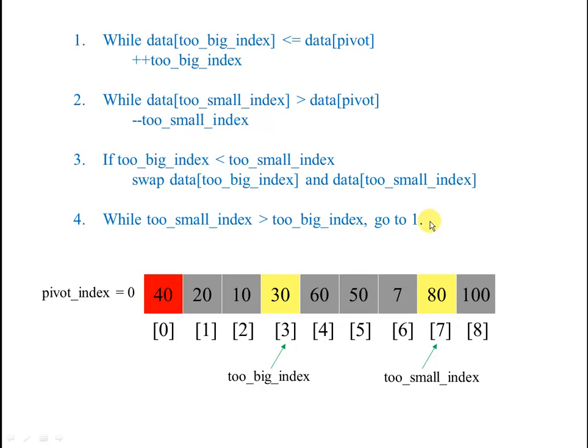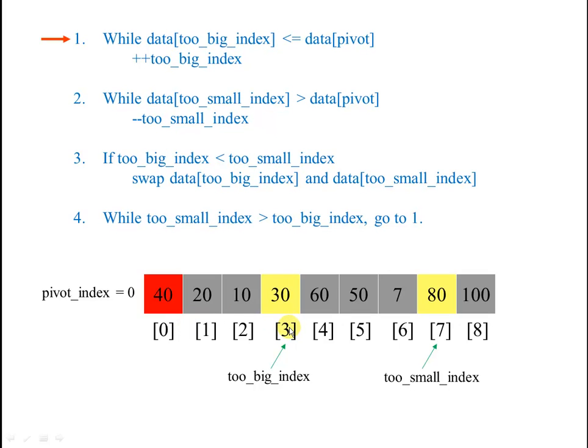Now once the swapping is done, 30 is here, 80 is here. Check if the small index is greater than the big index. If the gap is still there, this 7 is larger than 3, yes, it is larger than 3. Then keep going as we were doing in the first pass. So again we will start and check, find out something which is larger than 40. Yes, we have found one, something which is larger than 40. So now we will stop here.